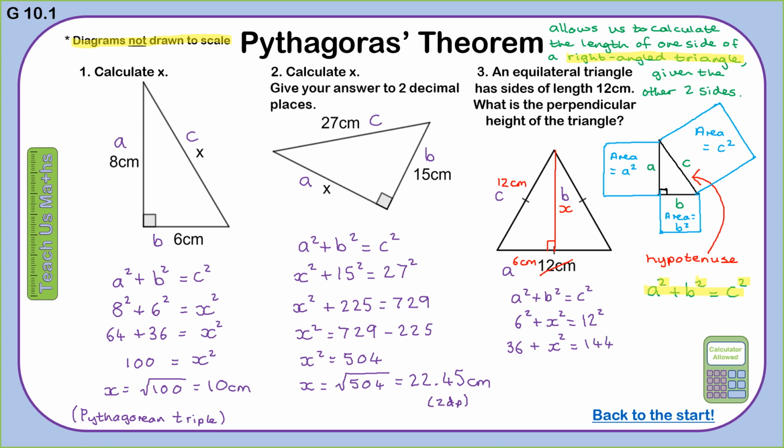So we have to subtract 36 from both sides of the equation. X squared is 144, take away 36, which is equal to 108. So now we need to solve for X by square rooting 108. Which to two decimal places is 10.39, and the units are centimeters.